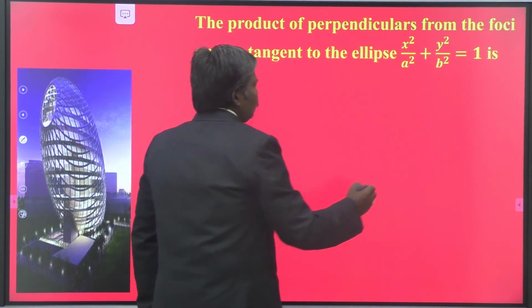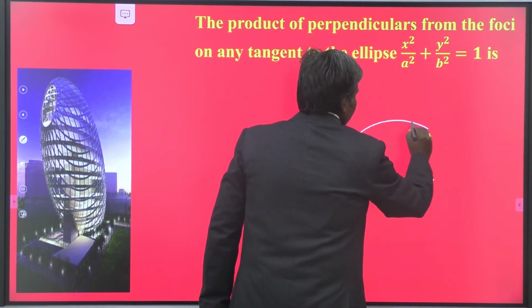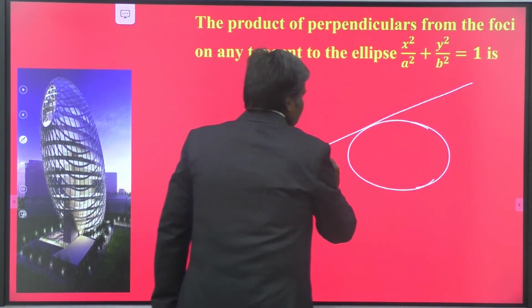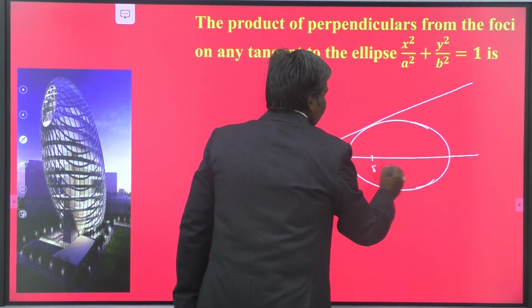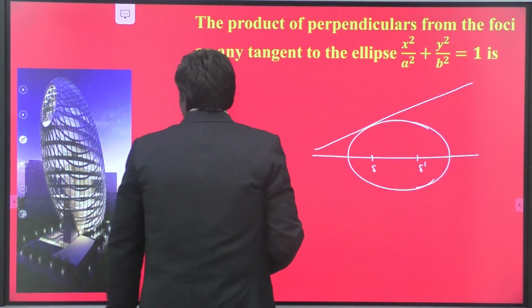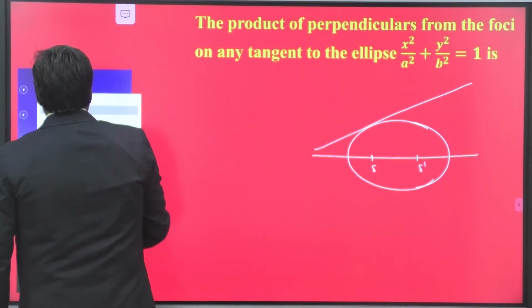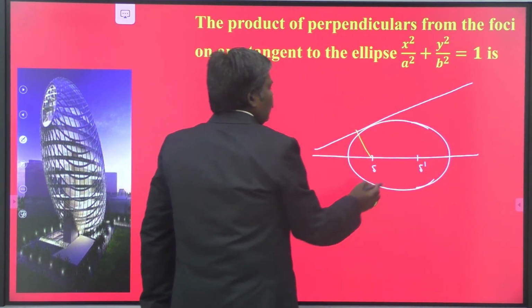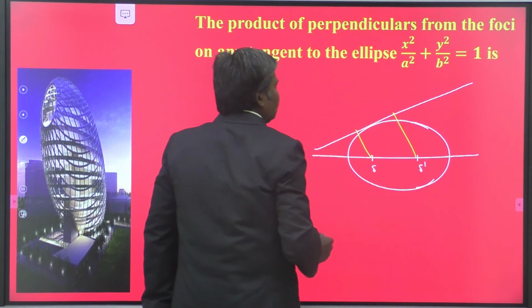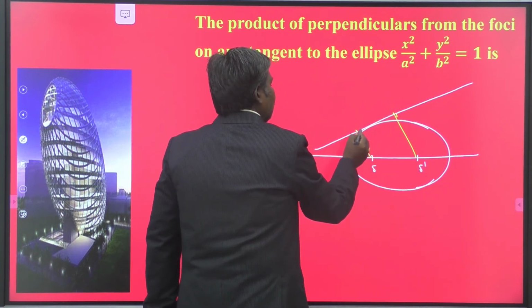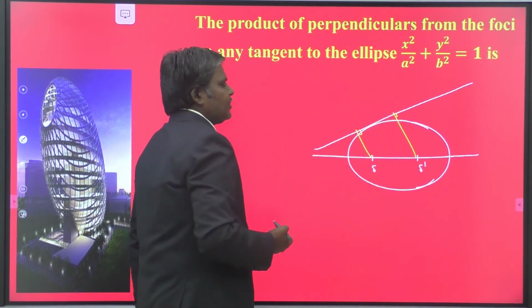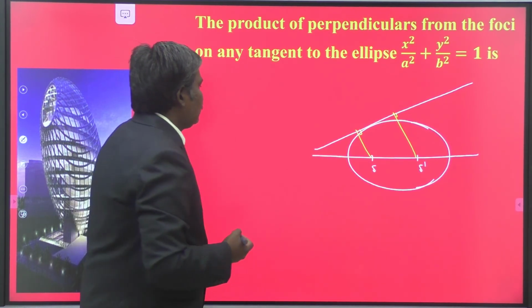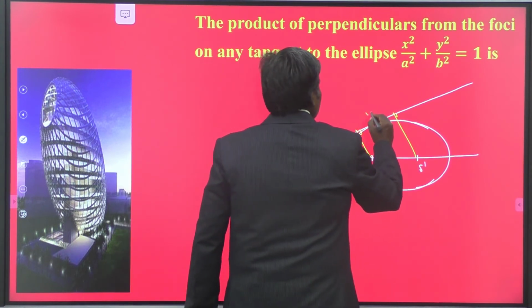Now this is the ellipse. It is any tangent to the ellipse. This is the axis. These are foci S and S dash. Now we have to draw the perpendiculars from the foci to this tangent. This is one perpendicular, this is the other perpendicular. You have to show that the product of these lengths is always constant, equal to B square. What is the equation of any tangent to the ellipse, my dears?